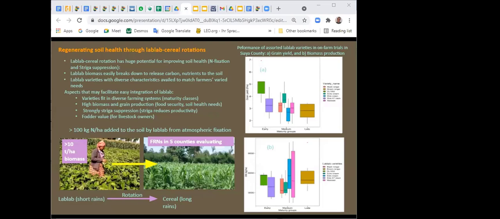Two minutes. For farmers who have a lot of interest in grain, we have the lab legumes that are for grain, for soil fertility, and for Striga separation. Next one, please.